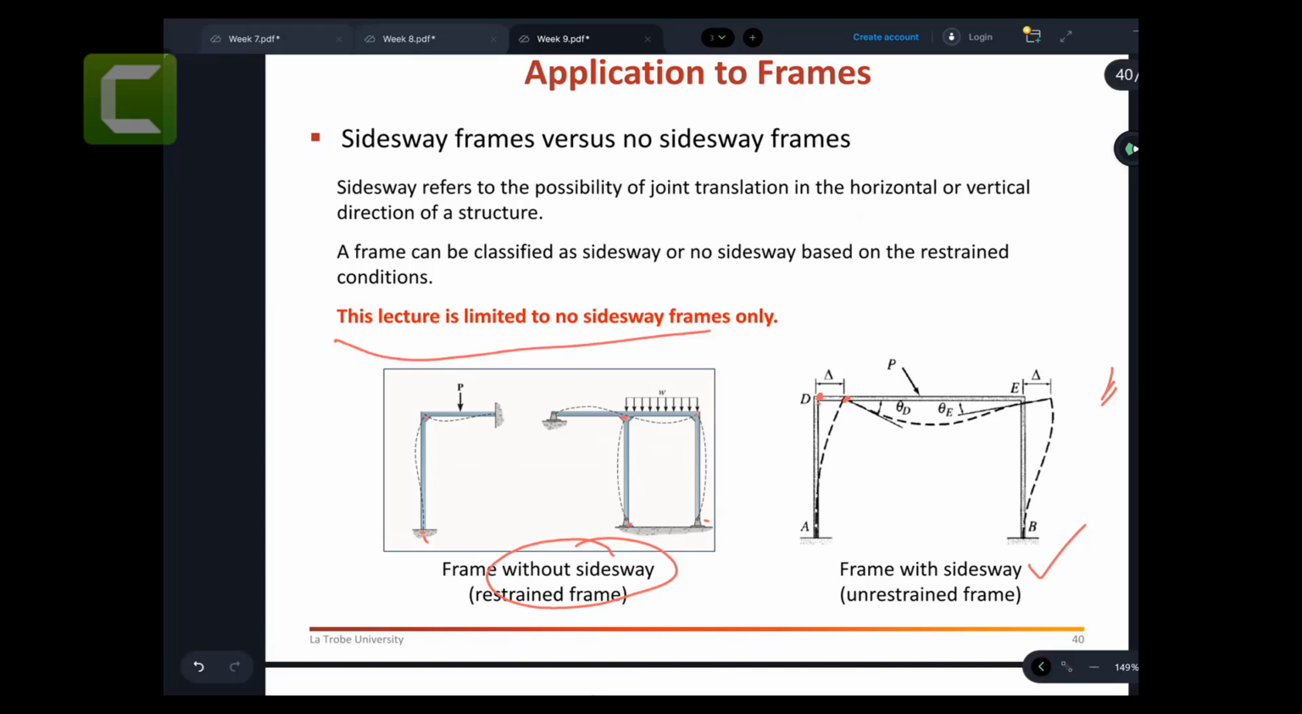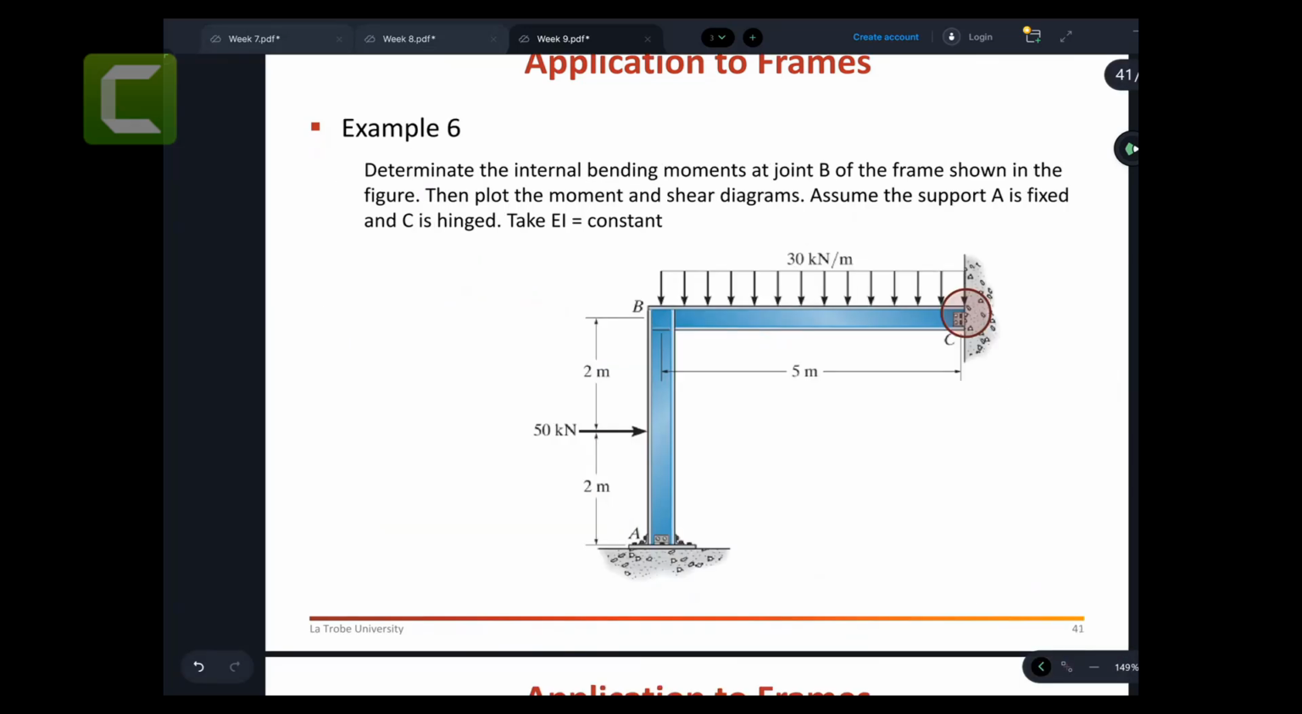Now this lecture is limited to the no-sideway frame only. So there is no translation happening. Right, so let's say we are determining the internal bending moment at joint B of the frame. In this one, all these are fixed and C is pin.